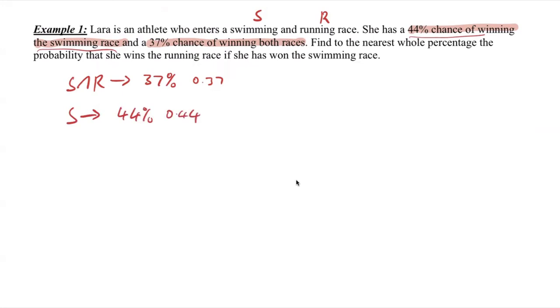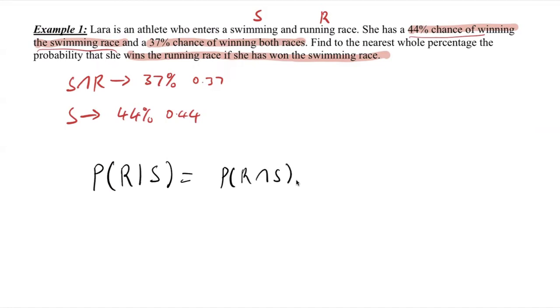Now, looking at the rest of the question, we're going to find, to the nearest whole percentage, the probability that she wins the running race if she has won the swimming race. So, the probability that she wins the running race given she has won the swimming race. Using our conditional probability formula, we know the probability of winning the running race and the swimming race divided by the probability of swimming is the formula. Again, seeing that note of the fact that the S is going on the bottom here.